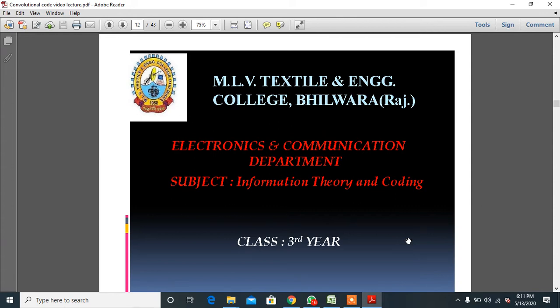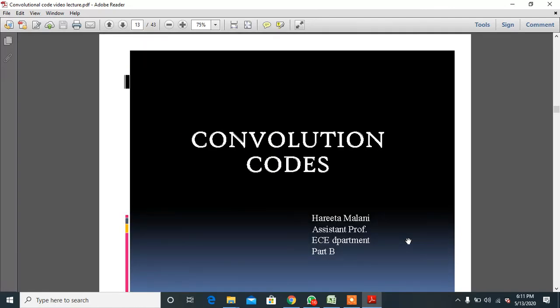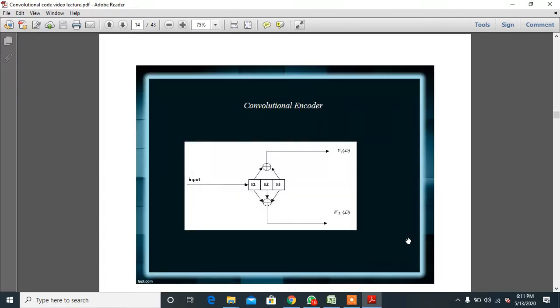Today, in continuation with my previous lecture on the subject Information Theory and Coding, I will continue the discussion of convolution codes. This is the second lecture on convolution codes. This convolution encoder we discussed in our previous lecture: how shift registers and modulo 2 adders make up an encoder. Outputs and inputs are shown over here.